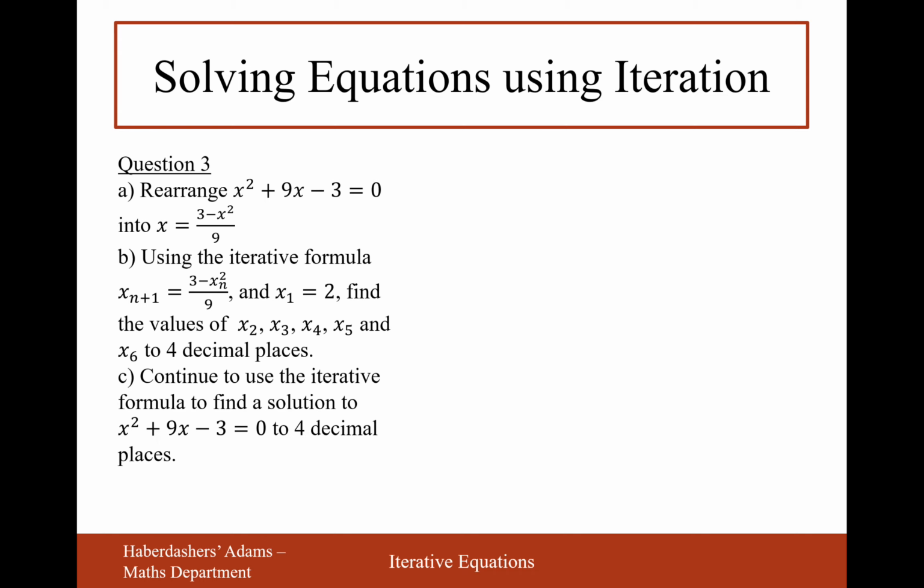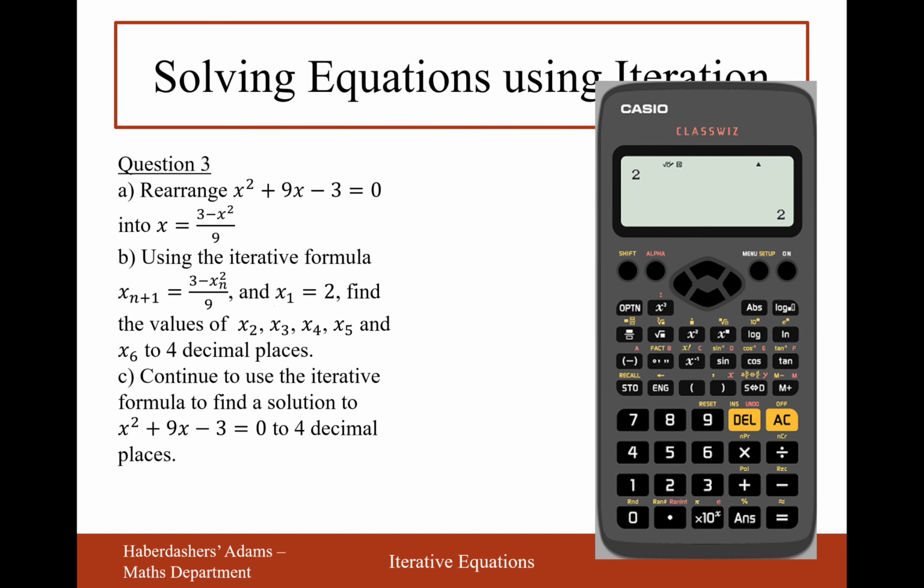And if you can't do part A, you should still be able to have a go at part B. Okay, so put 2 into your calculator then, because it tells you to start off this sequence at the number 2. So the first term in the sequence here is 2. And then type out the formula, but don't write xn.